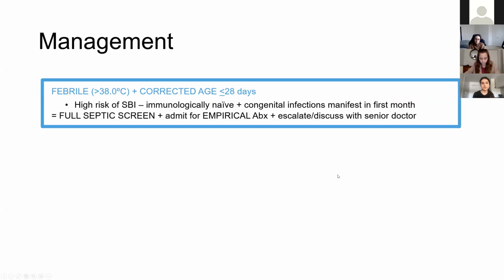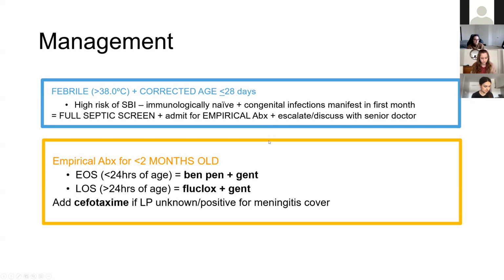So this is just generally for any baby that's febrile or showing signs of sepsis and their corrected age is less than 28 days. Then we have a high risk of a serious bacterial infection because they're immunologically naive, and congenital infections manifest within the first month. So we want to do full septic screen, admit them for empirical antis, and escalate it to a senior doctor because this is potentially bad. We talked about those mortality stats before.